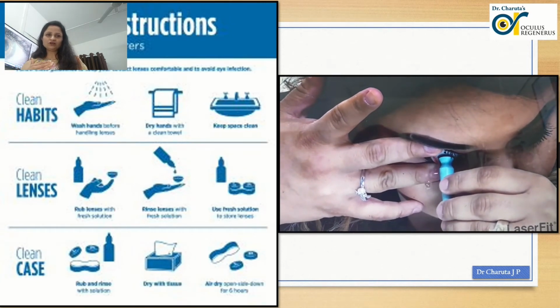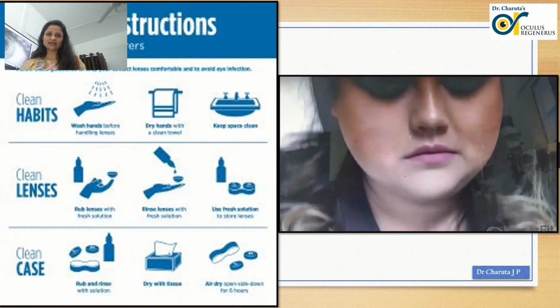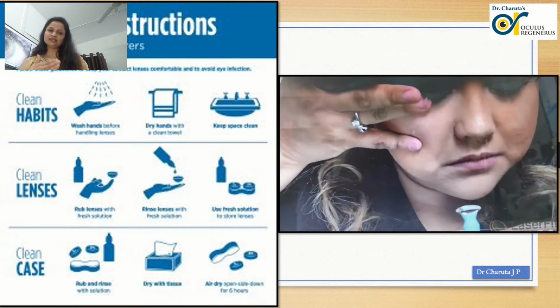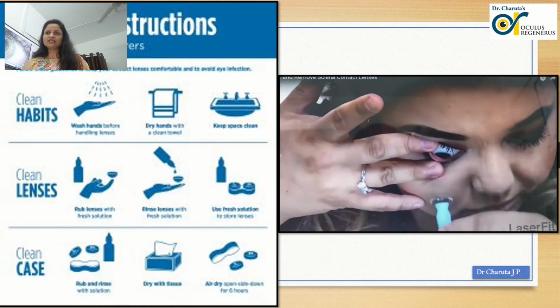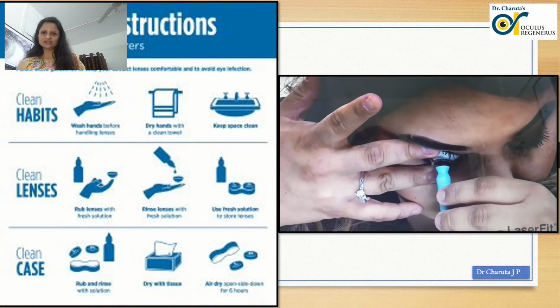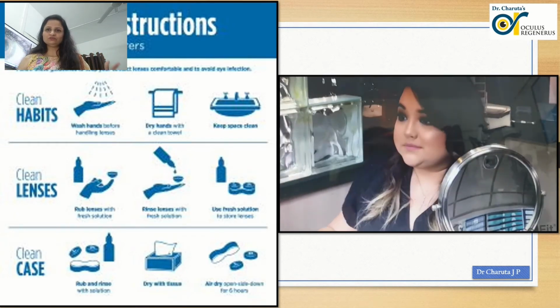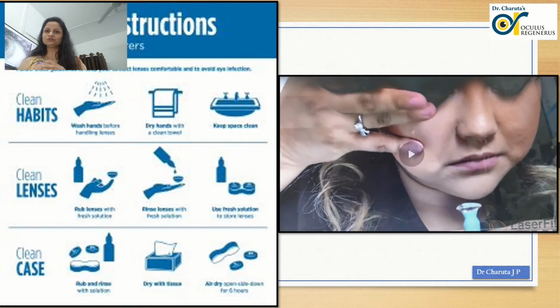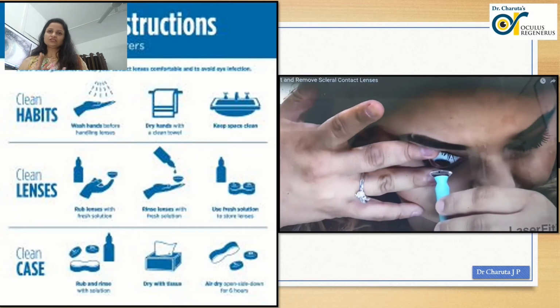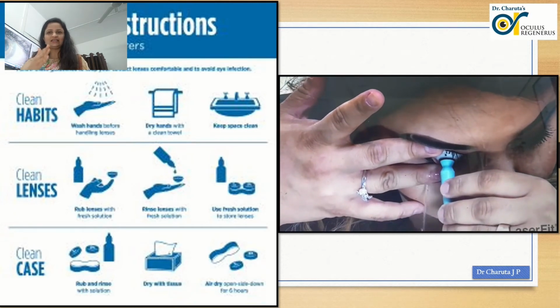So, we have something called the 3 C's. You have clean hands, clean habits, clean lenses, and the clean case. Clean habits would mean wash your hands or keep a clean towel and keep your overall space clean. Some people have very unhygienic habits, so keep your overall space very clean. This will be clean habits, and the next would be clean lenses.